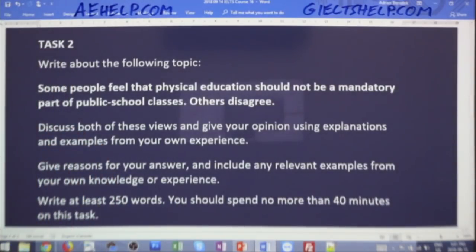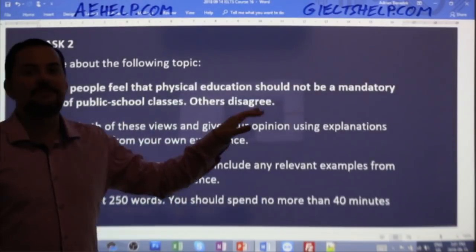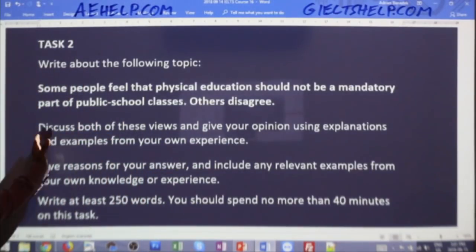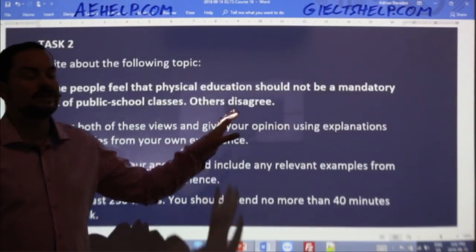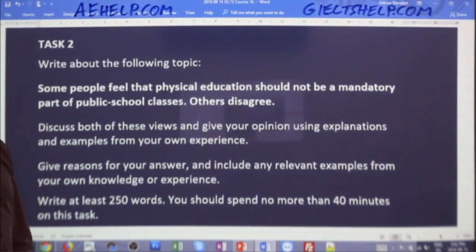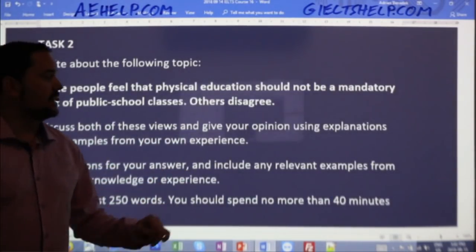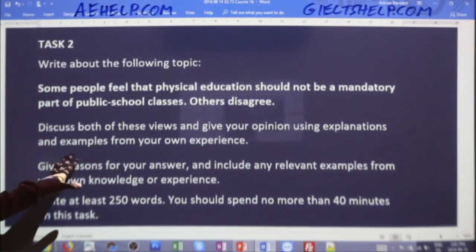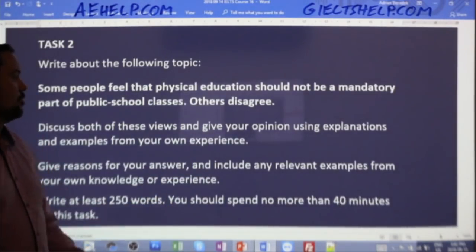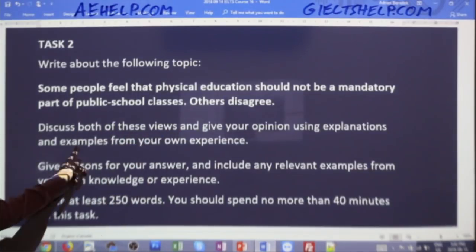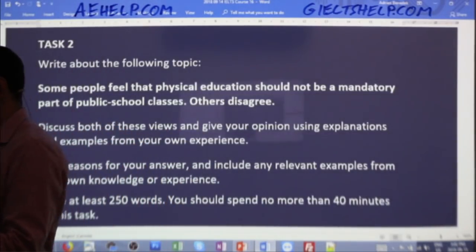Today, we're dealing with this task 2 question. Please read with me. Write about the following topic. Some people feel that physical education should not be a mandatory part of public school classes. Others disagree. Discuss both of these views and give your opinion using explanations and examples from your own experience. So here, notice that we have to discuss both of these views, okay?